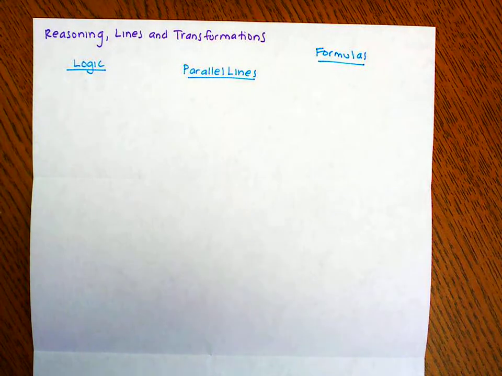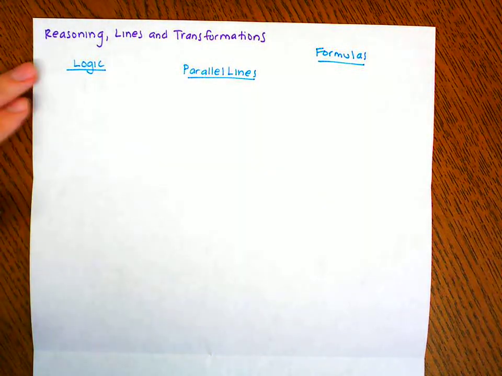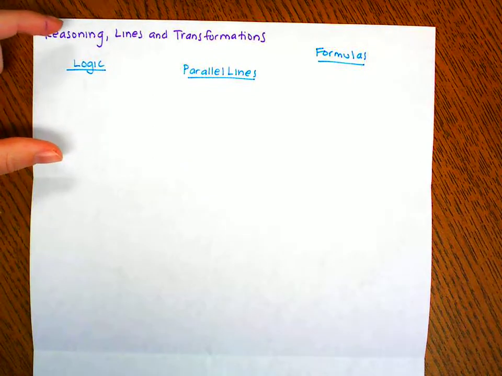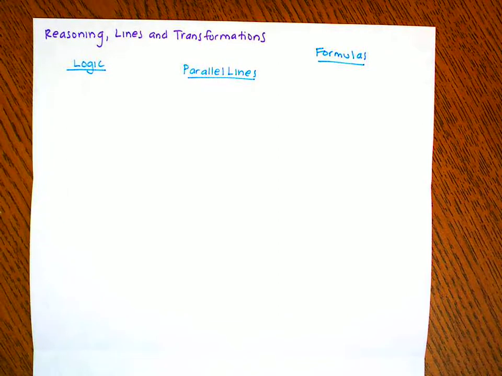We're going to break down our memory sheet into three parts, and for this video, I'm just going to go through the memory sheet portion for this first portion, which is reasoning, lines, and transformations. So these are the things that we think you should memorize. It's not everything that's going to be on the SOL, but some of the stuff that you may have forgotten that we want to help you remember.